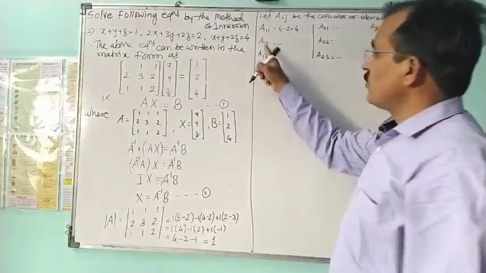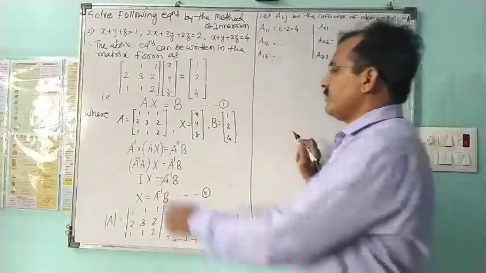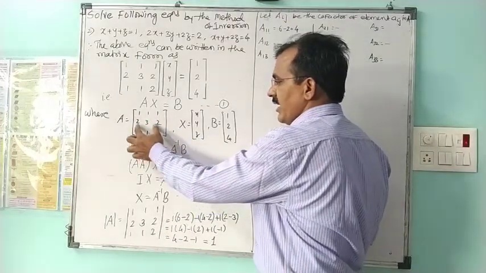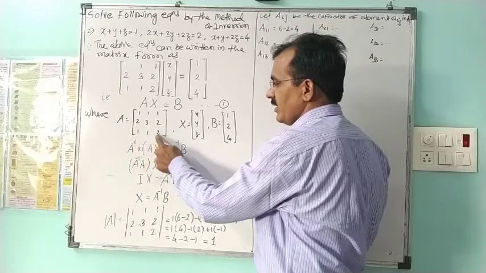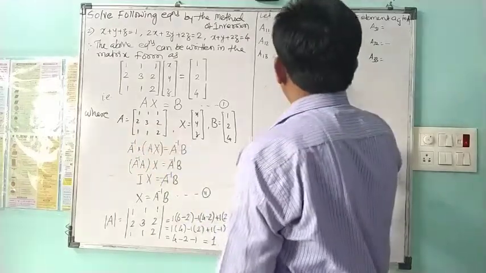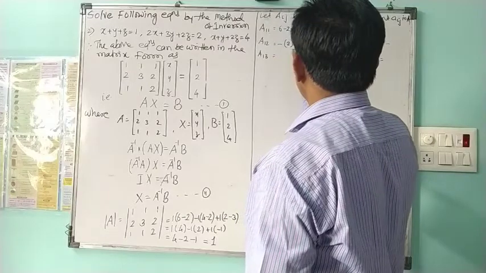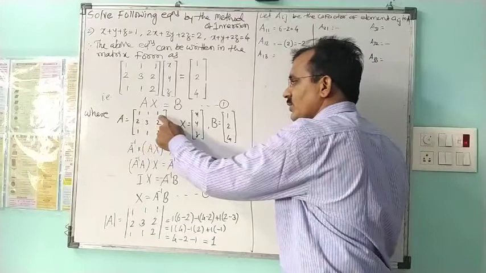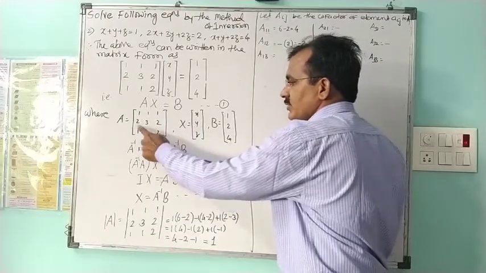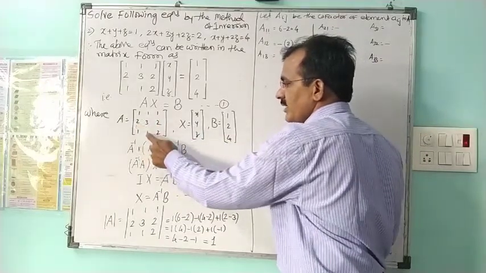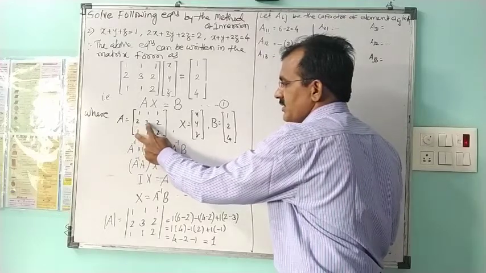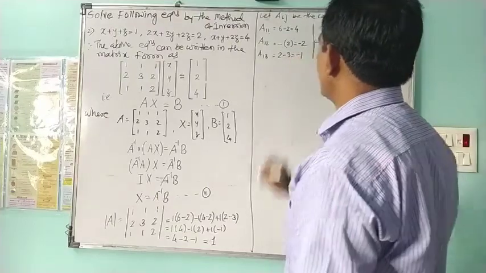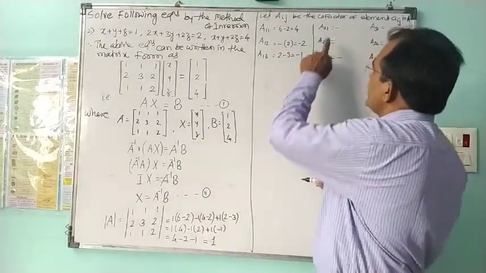After this, next cofactor, A12, means we have to eliminate the first row with the second column. So we will have these 4 elements. Their cross will be 4 minus 2, which is 2. So the external minus gives us minus 2. Next, eliminate the first row with the third column. We will have these 4 elements. Their cross will be 2 minus 3. What is 2 minus 3? It is minus 1.